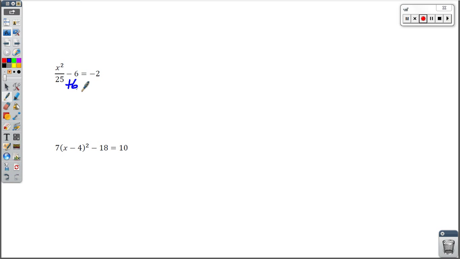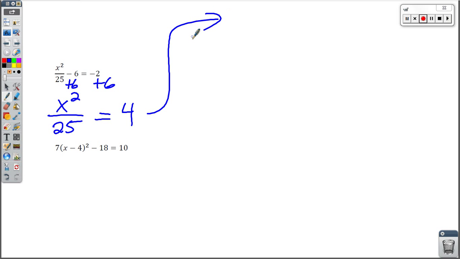So let's add 6 to both sides, and we get x squared over 25 equals 4. Well, the next thing that we would want to do here is multiply both sides by 25. Since we've got x squared divided by 25, to undo division, we're going to want to multiply. So that would be 25 on this side and then times 25 on this side. That's going to leave x squared on the left side. 4 times 25 is 100.